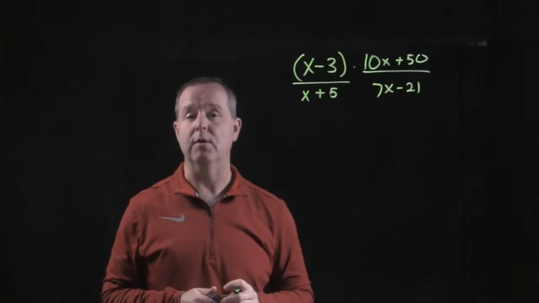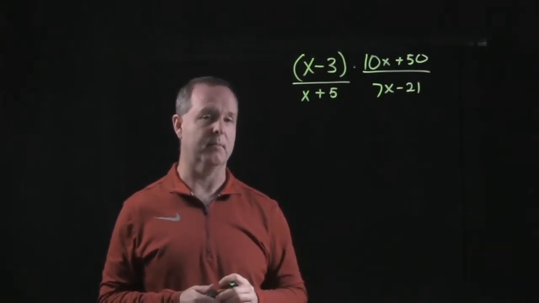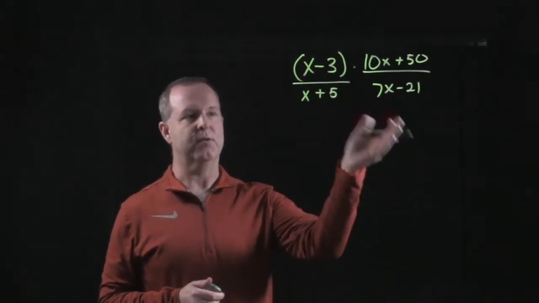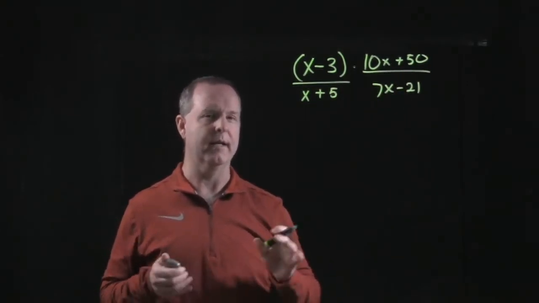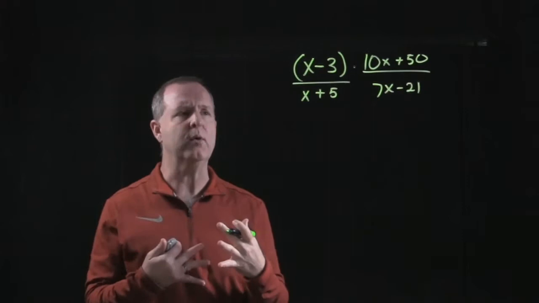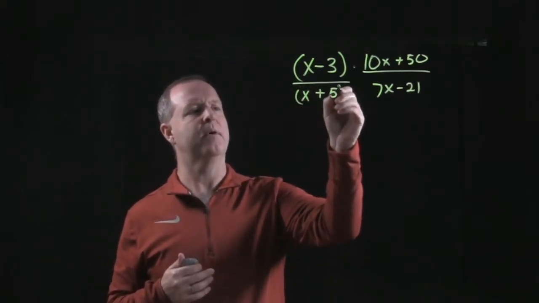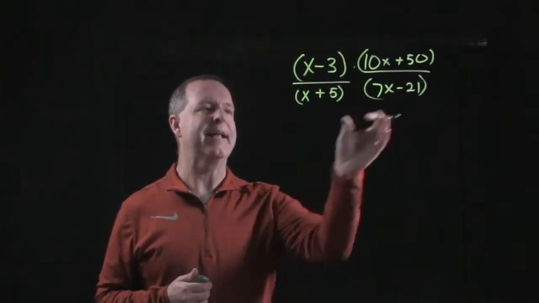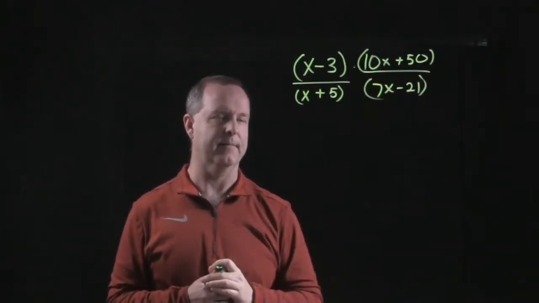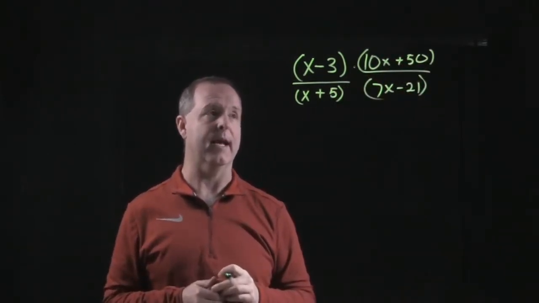Again, we're going to look at two rational expressions we want to multiply to each other. (x - 3)/(x + 5) times (10x + 50)/(7x - 21). One thing I get in the habit of doing is putting parentheses around those, just as a reminder for me that it's the entire terms that we're looking at. And that's helpful so that I don't make a mistake.